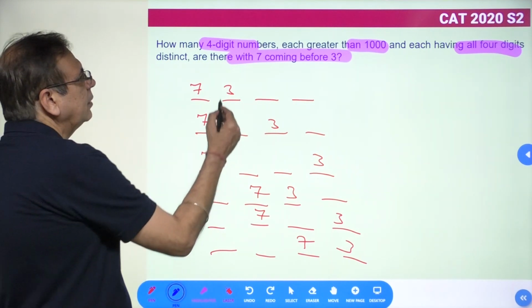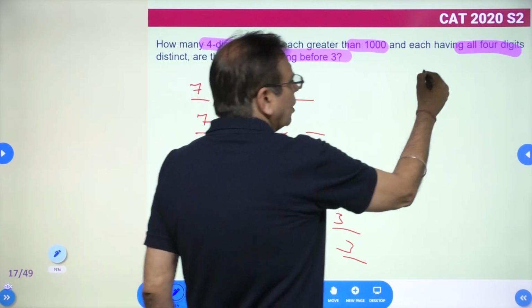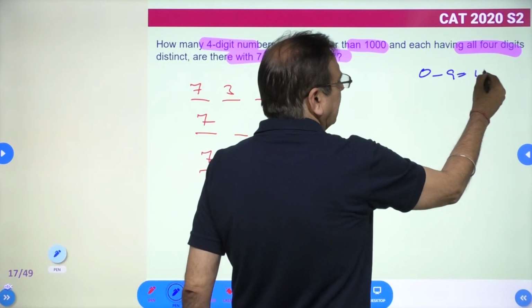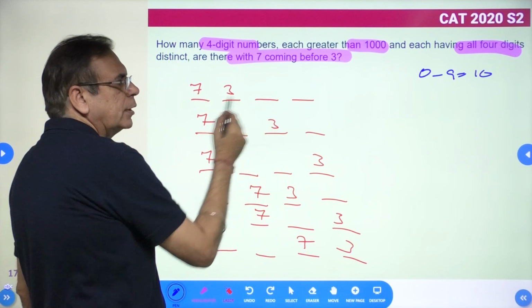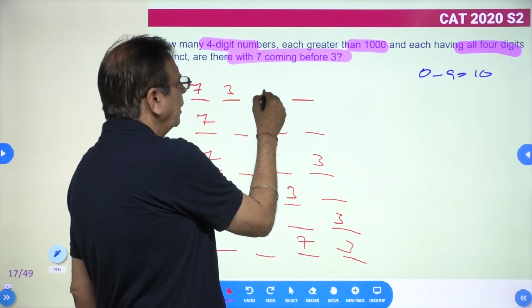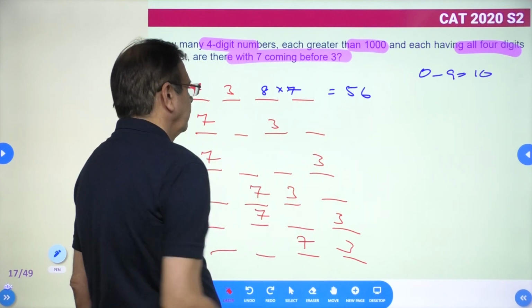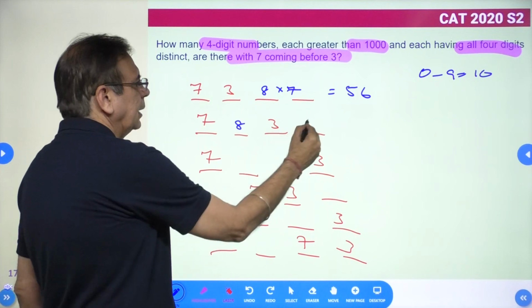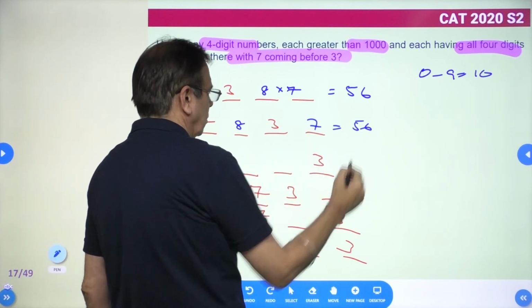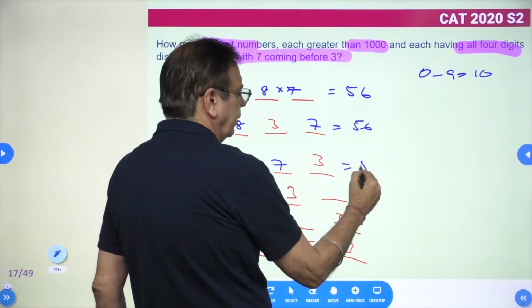Well, how many possibilities? We are talking about distinct digits. 2 digits have gone. How many digits are there? 0 to 9. There are 10 digits. Out of these 10 digits, 2 digits have gone, 3 and 7. I am left with 8. So here I can have 8 and 7. So there are 56 cases out here. Similarly out here, 8 into 7, 56 cases. In this one, 8 into 7, 56 cases.